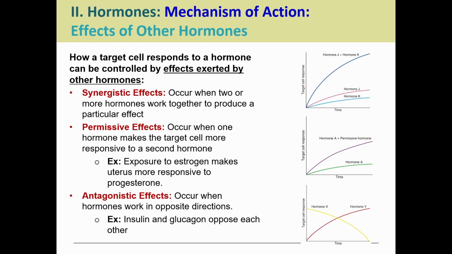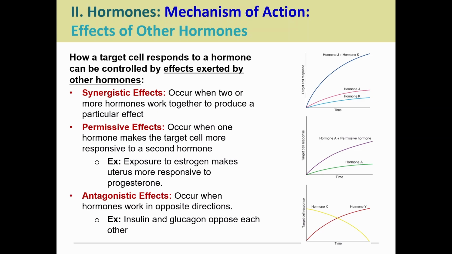So what do the target cells do in response to that hormone? What kind of effects can we see? Especially because when you think about it, you don't just have one hormone being released at a time. You have a combination of hormones that are released all the time. You basically have a varying cocktail of hormones at any given moment. So what does a target cell do when it gets these combinations of hormones?